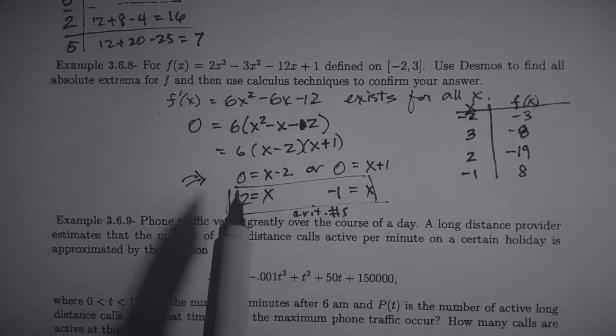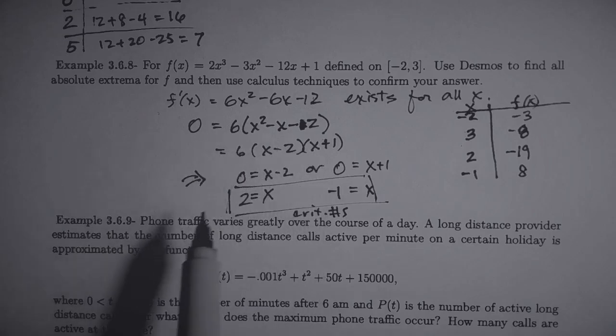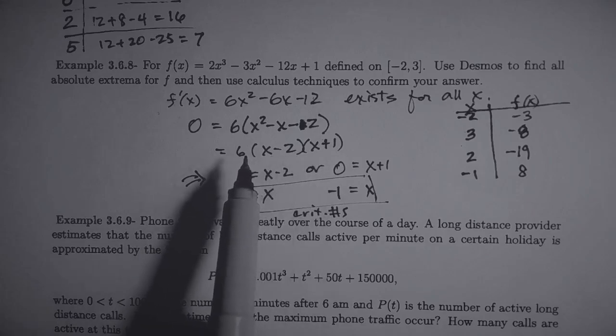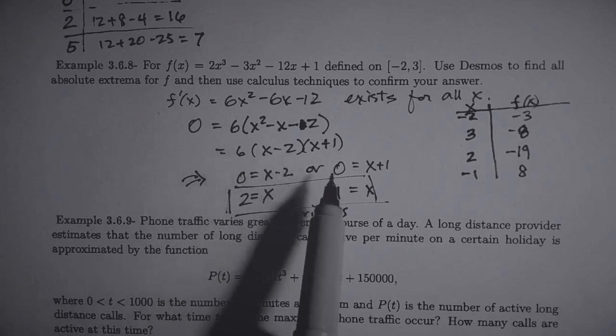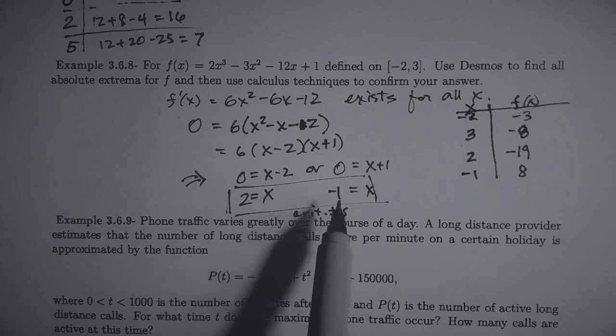Then I used the fact that if the product of three numbers equals 0, it has to be that one or the other was 0. Well, 6 can't equal 0. So for this to equal 0, x minus 2 had to be 0, or x plus 1 had to be 0. That's at x equals 2 and x equals -1.